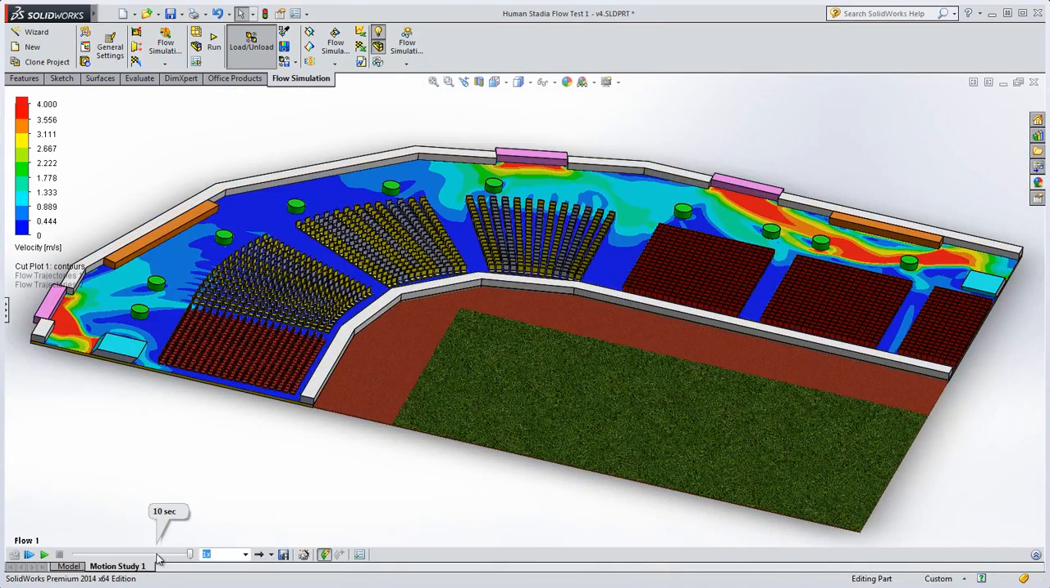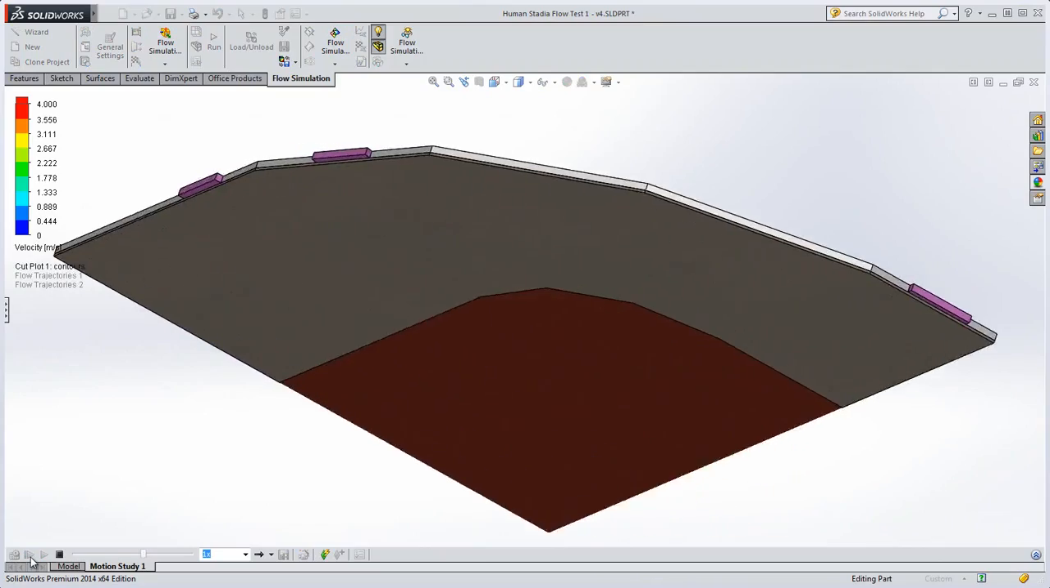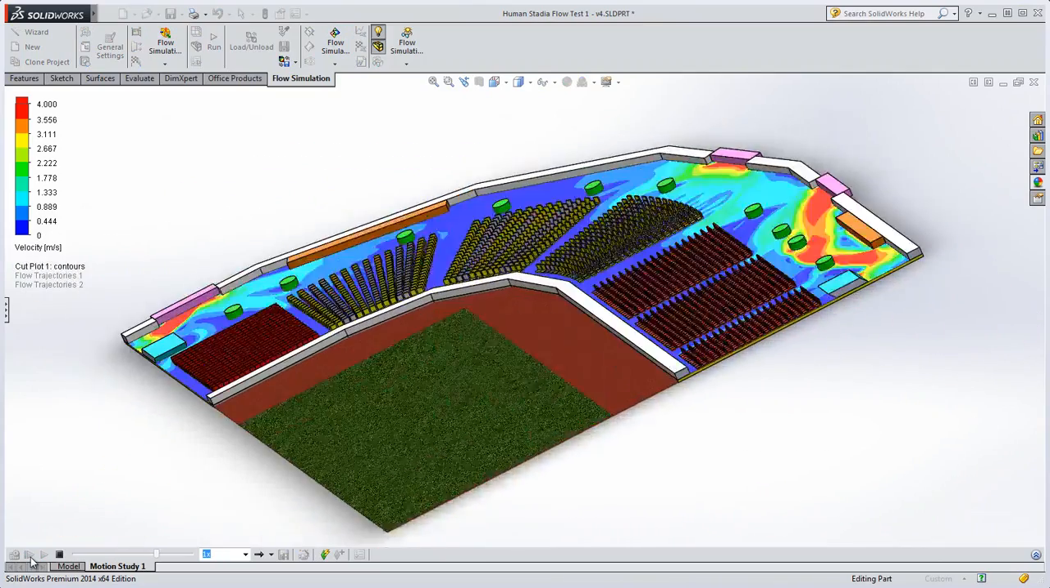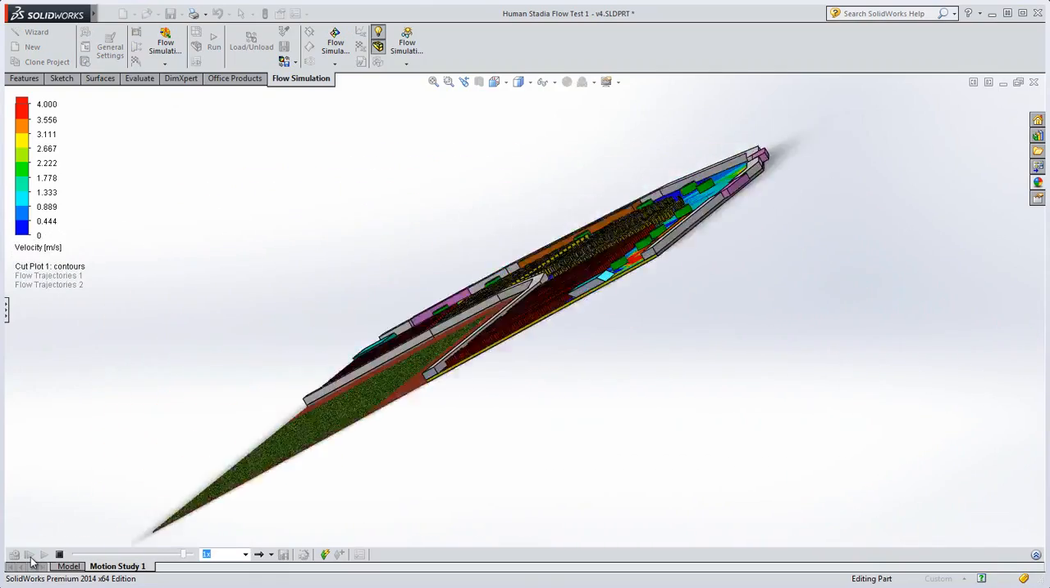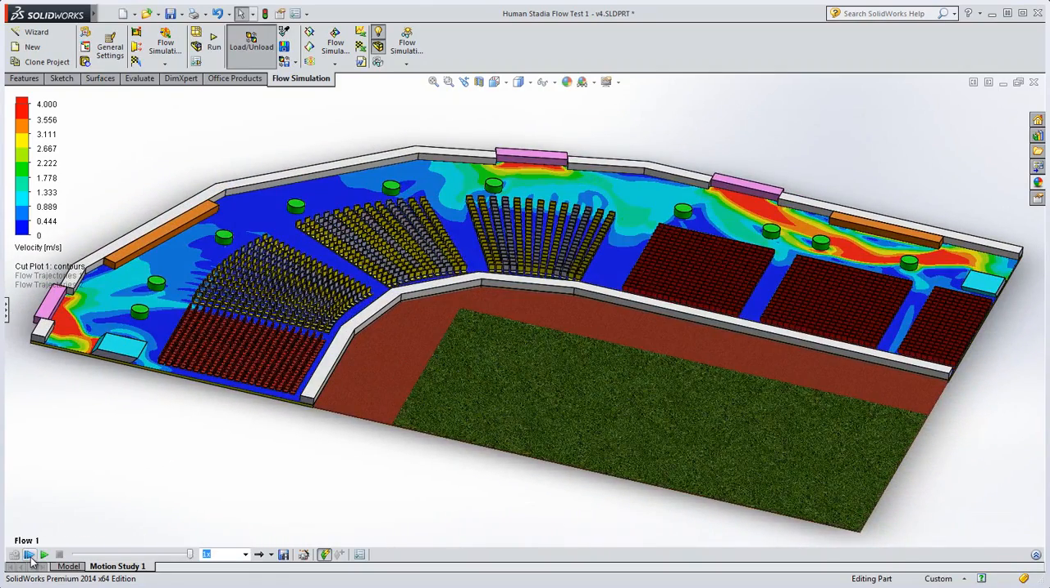I hope this demonstration has shown you that flow simulation isn't just about measuring pressure drops, forces or velocities. It's an engineering design tool that helps you see the world and your products in a new light.